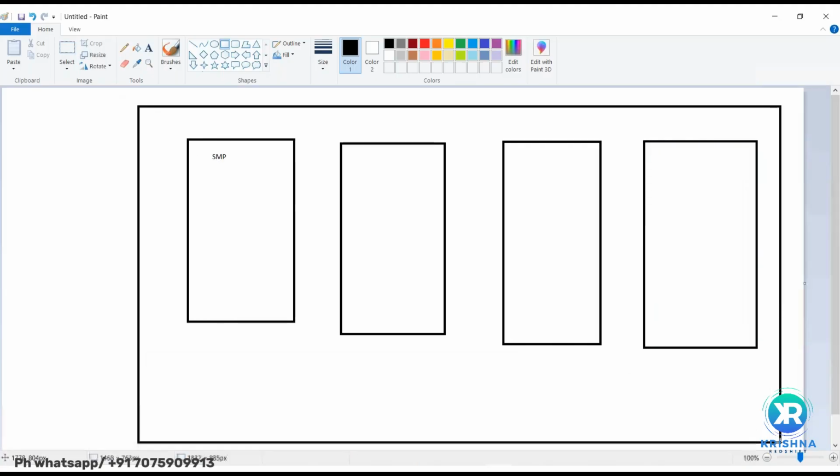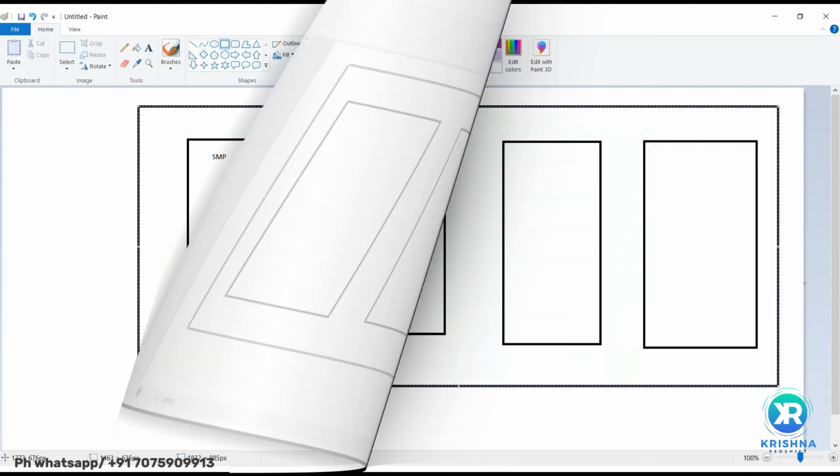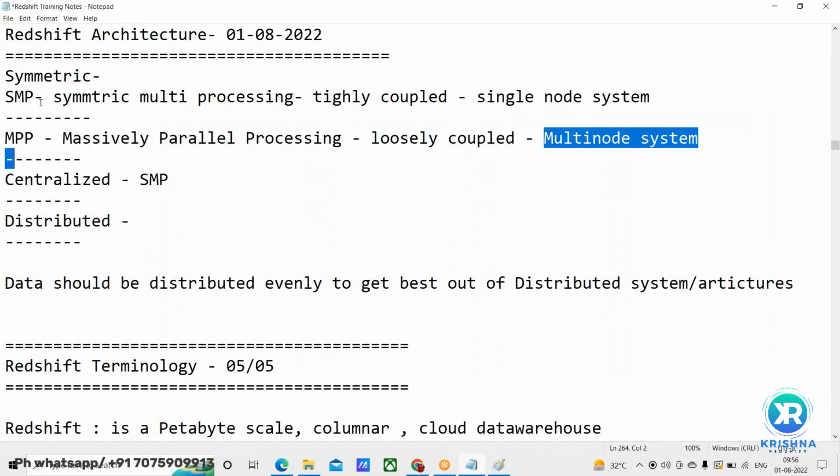And yeah, this is called MPP system bus. Generally you need to know what SMP is. SMP means symmetric multiprocessing, or single node system. MPP means massively parallel processing, or multi-node system.